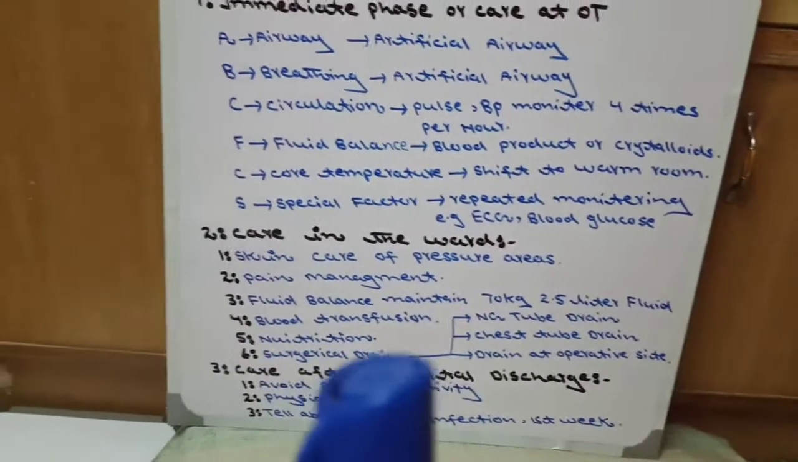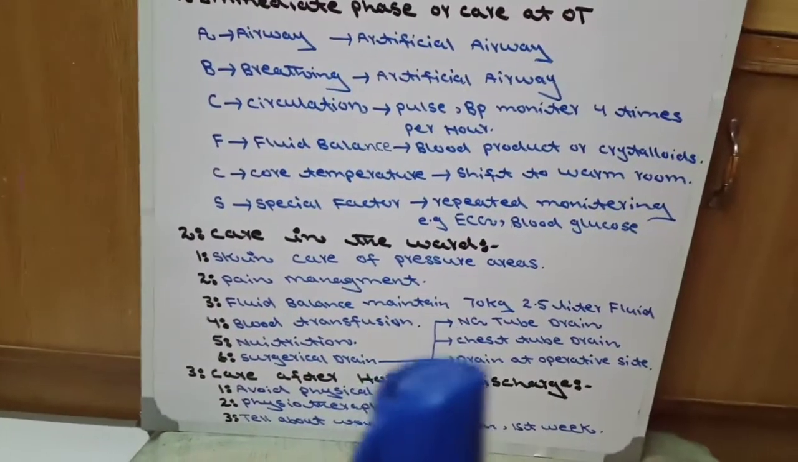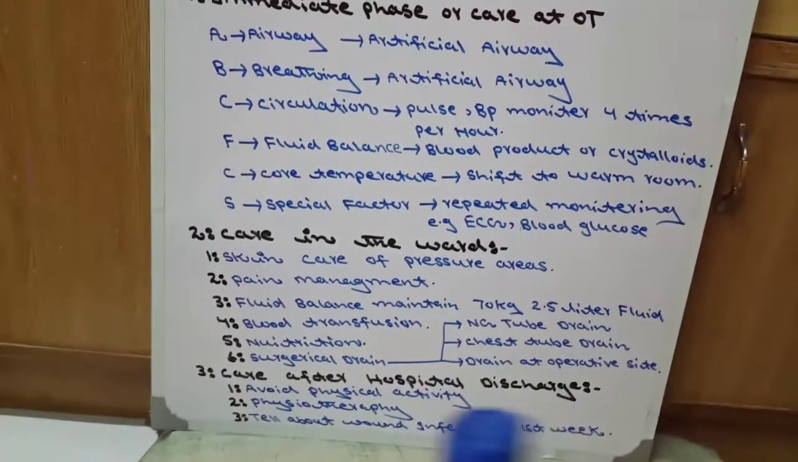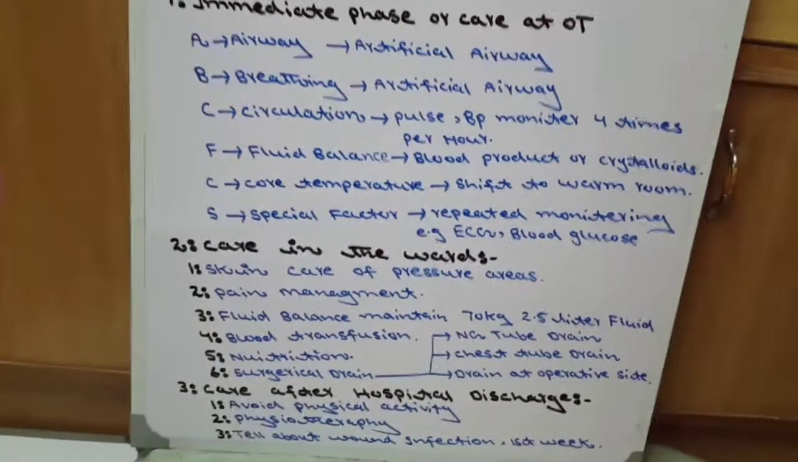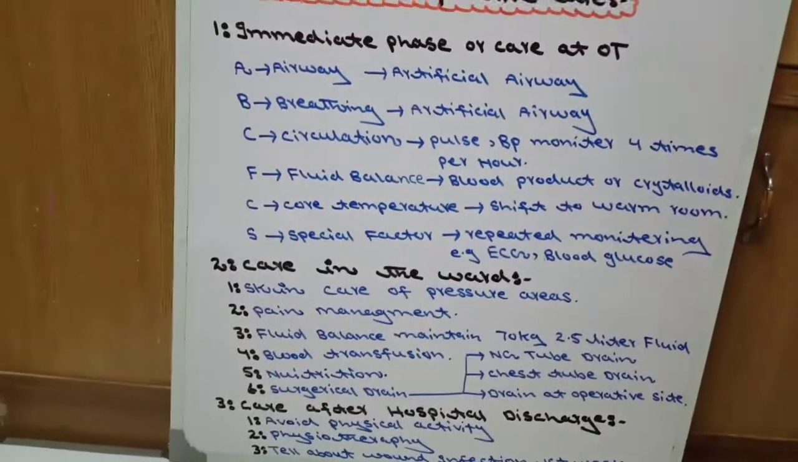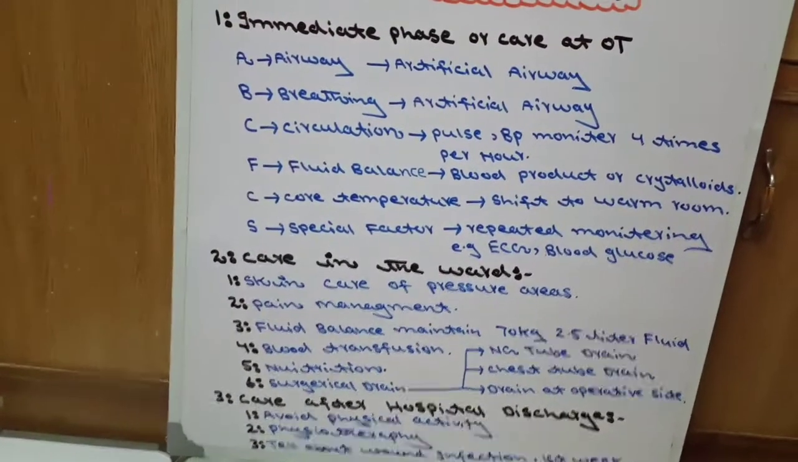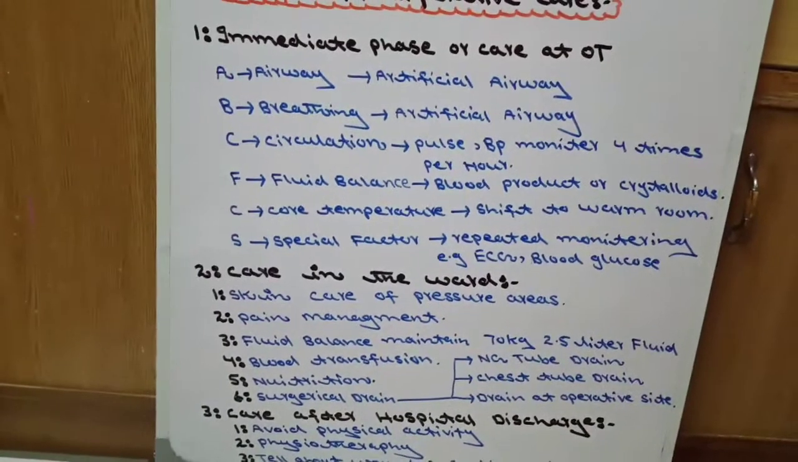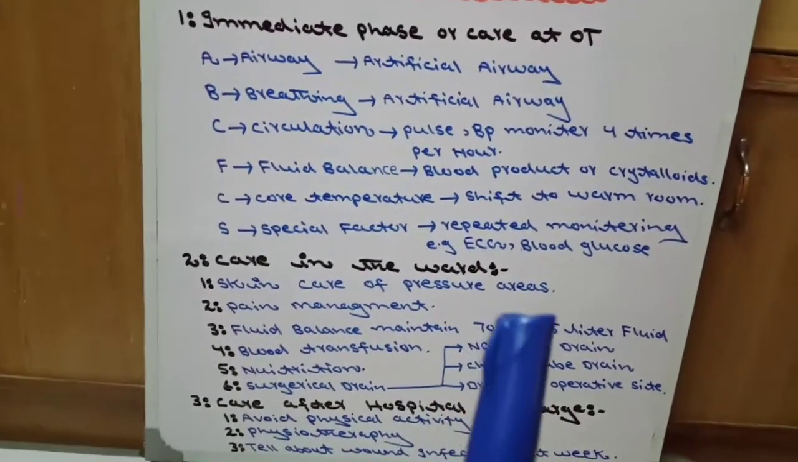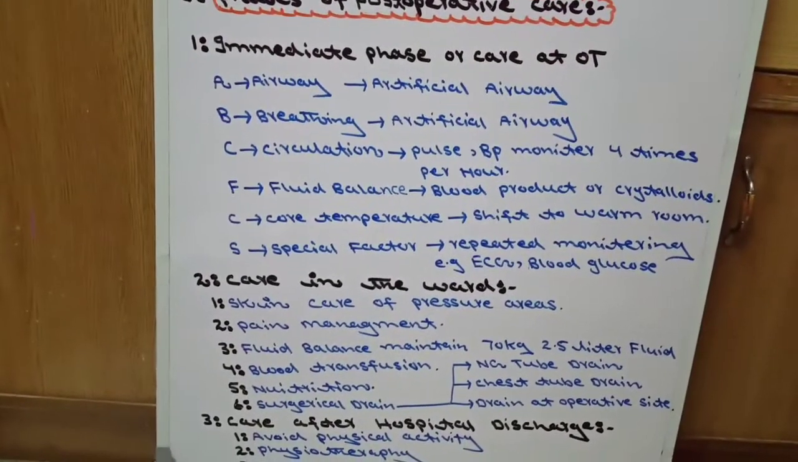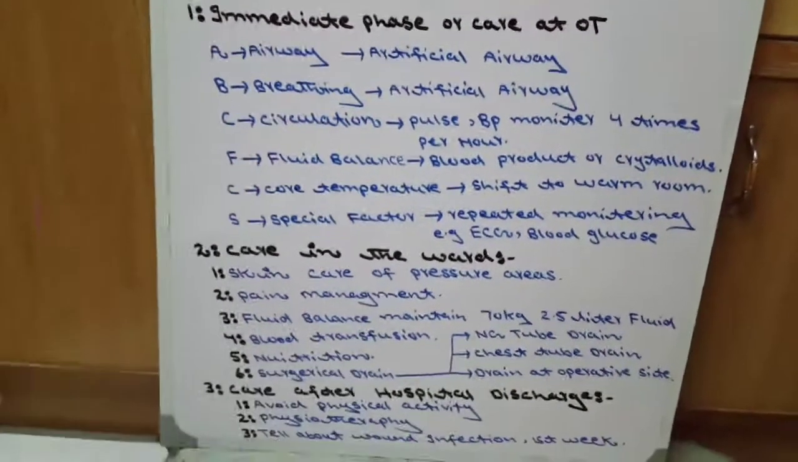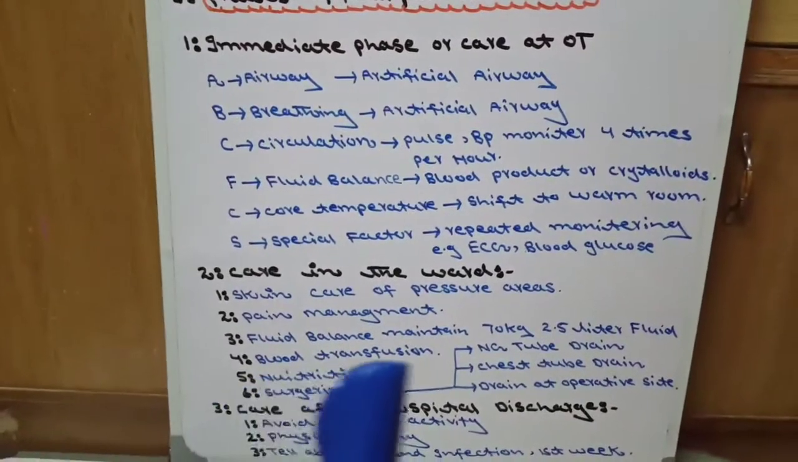Number 3 is fluid balance maintenance. We should maintain the fluid balance of the patient. If a patient's weight is 70 kg, we should provide 2.5 liters of fluid per day to the 70 kg patient. Number 4 is blood transfusion.